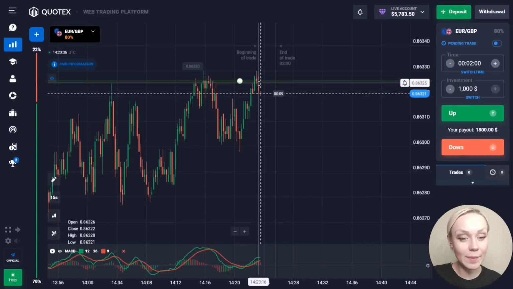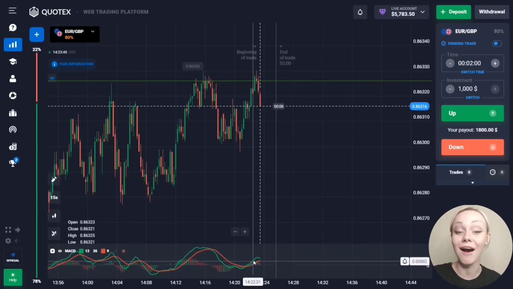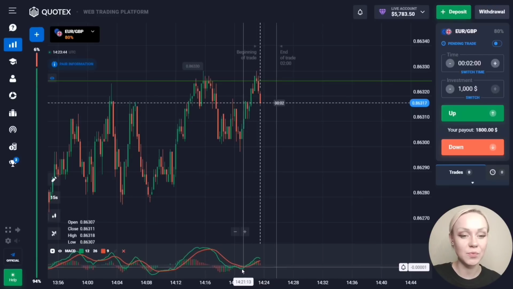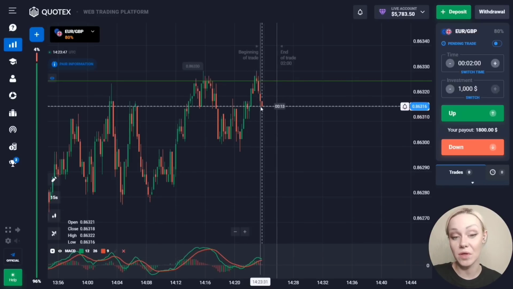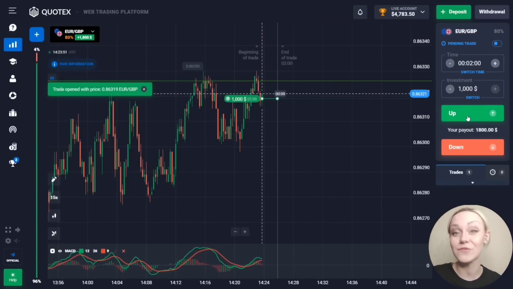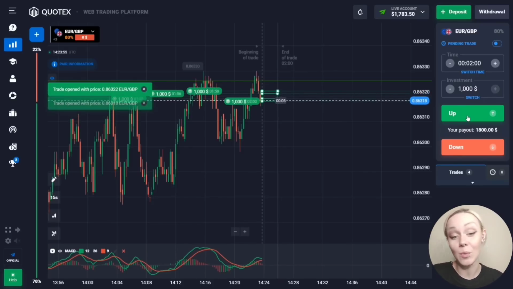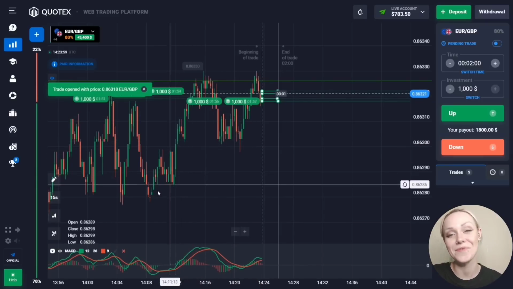There's a slight pullback down, but at the same time, we see that there's a crossing of the moving averages and a green histogram is formed. I think that soon the price will continue to move towards the level. It's quite possible that this level will be broken through. Therefore, here we will open a trade for a rise for 2 minutes. I hope that in this case, 2 minutes will be quite enough for us and we will have time to earn money on this upward movement.